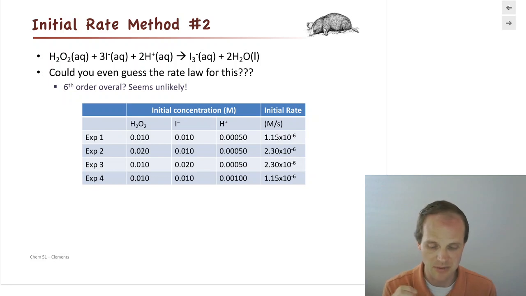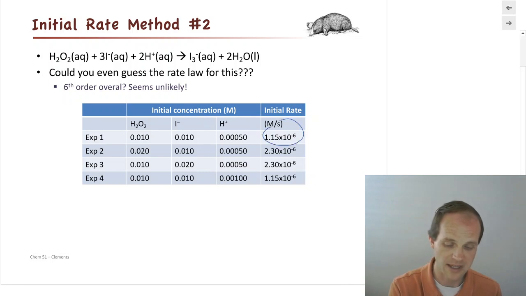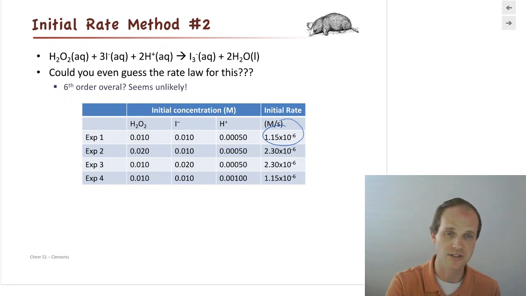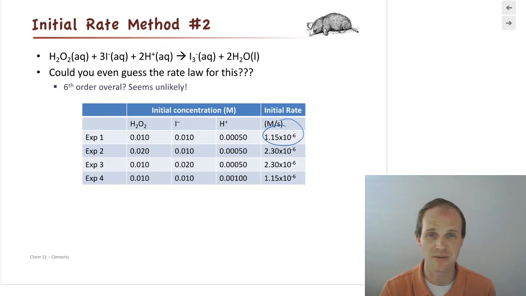We don't need to be able to monitor H2O2, I minus, and H plus as a function of time. We just need to be able to monitor one of them, and that gets us the rate. Because if you remember, the definition of rate is the change in concentration of this over time, or the change in concentration of this over time, taking into account stoichiometry. So it's really cool. I have lots of ways of getting the rate.